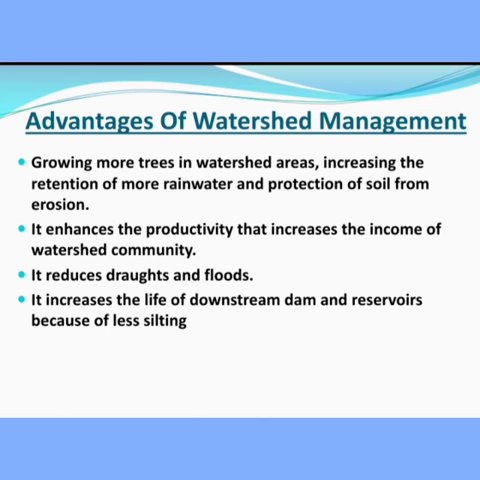So it enhances productivity, which increases the income of the watershed community. The productivity will be more, as well as the income, for the people in that watershed community. And it reduces droughts and floods. So there will be no drought, and no floods of any kind. It also increases the life of downstream dams and reservoirs because of less silting. Reservoirs store water for a long period of time. So this increases because of watershed management.